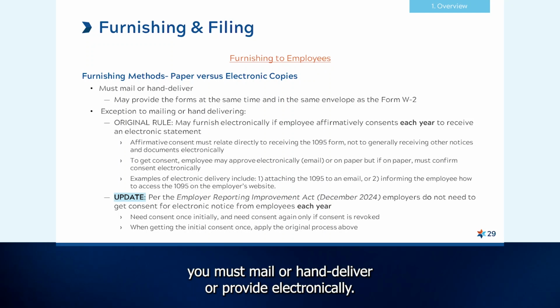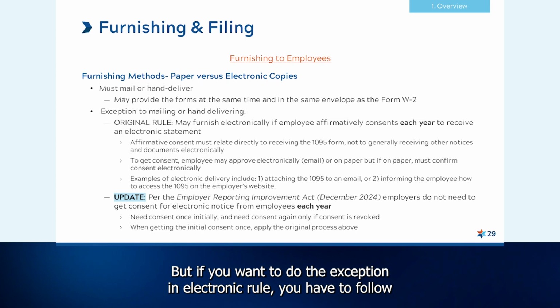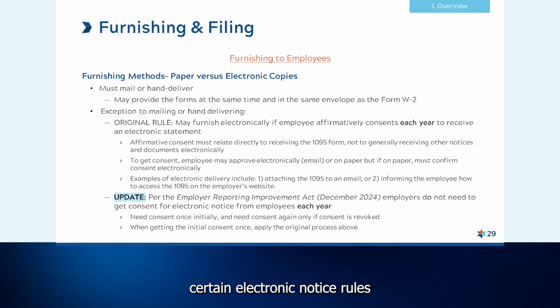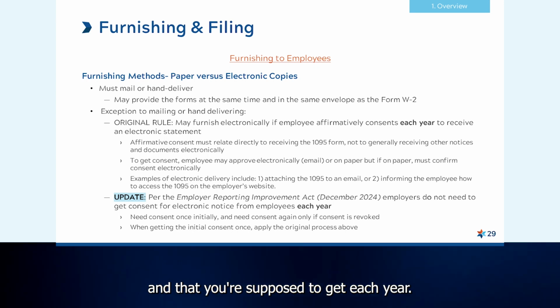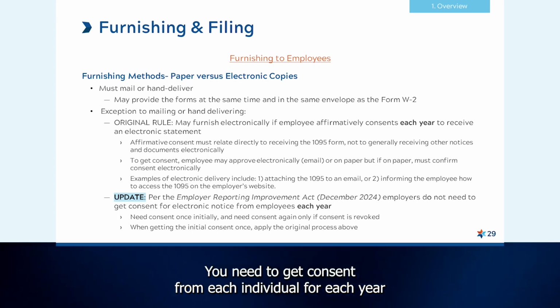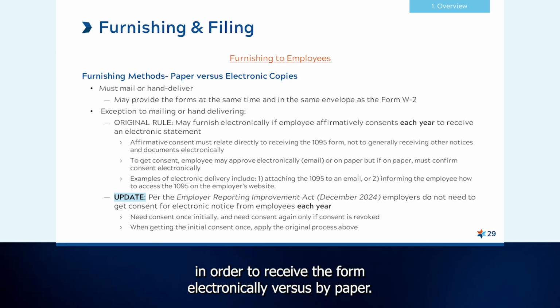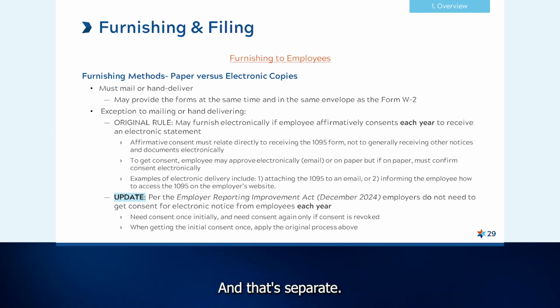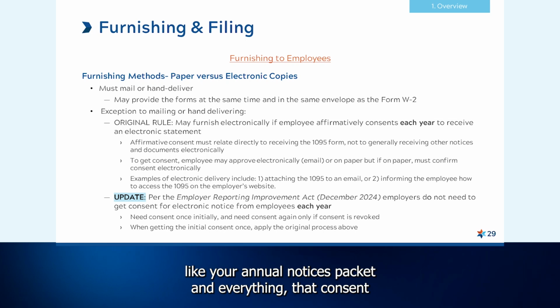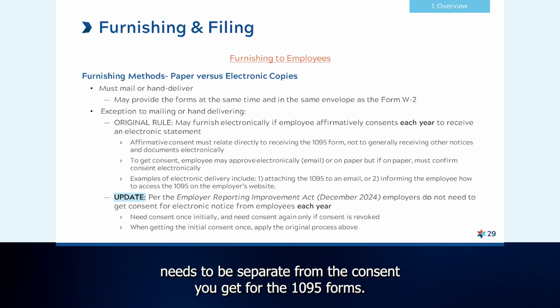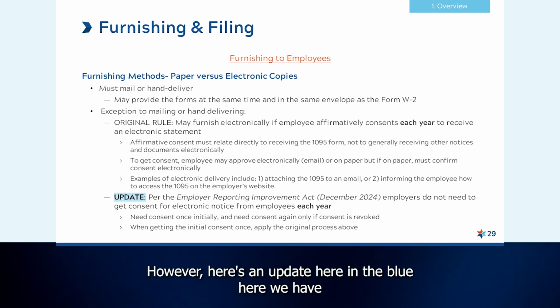Furnishing methods: you must mail, hand deliver, or provide electronically, but if you want to use the exception in an electronic rule, you have to follow certain electronic notice rules. You need to get consent from each individual each year in order to receive the form electronically versus by paper. And that's separate. For those of you who know about electronic rules and consent on your other notices, like your annual notices packet, that consent needs to be separate from the consent you get for the 1095 forms. However, here's an update.